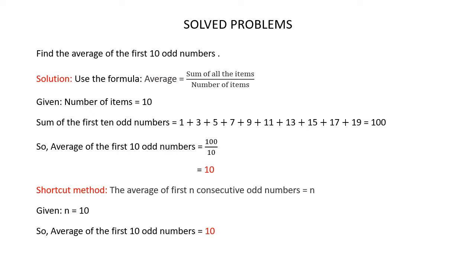Now we can solve this problem using a shortcut method. Using this formula, the average of the first n consecutive odd numbers is equal to n. Here in this problem, it's given that n is equal to 10. So the average of the first 10 odd numbers is 10.